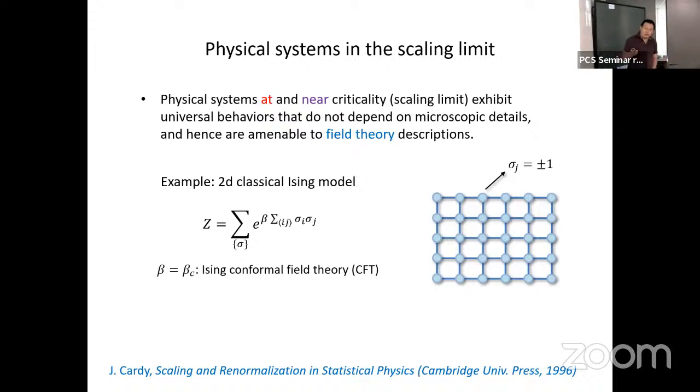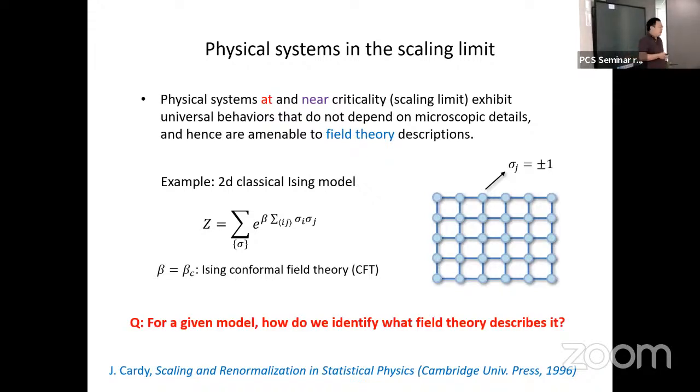By now we all know that there is a phase transition in two dimensions, and at a certain temperature, beta c, the system is critical. Beta is the inverse temperature. Below this temperature, the system has a magnetic order due to a spontaneous breaking of symmetry, and at a higher temperature, the system is in a paramagnetic phase. At the particular transition temperature, this model is described by the so-called Ising conformal field theory.